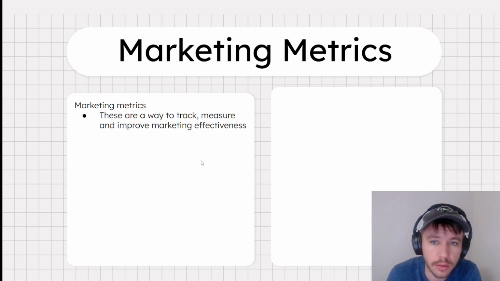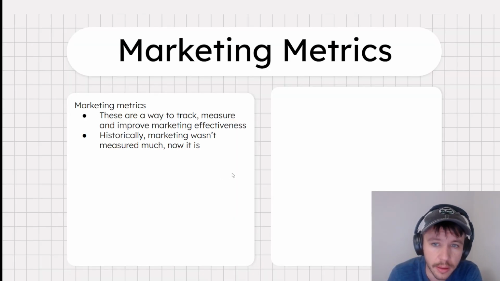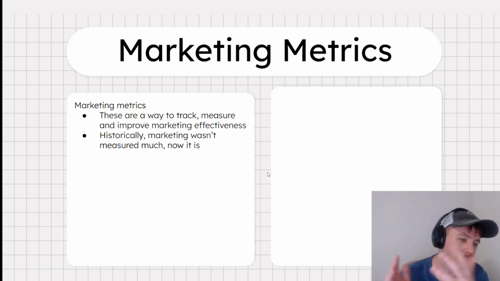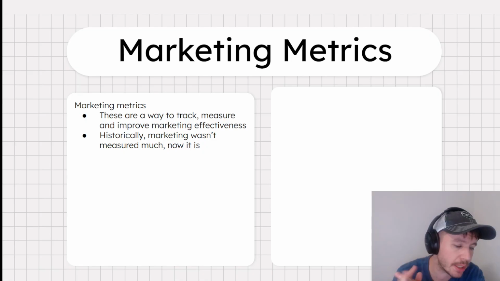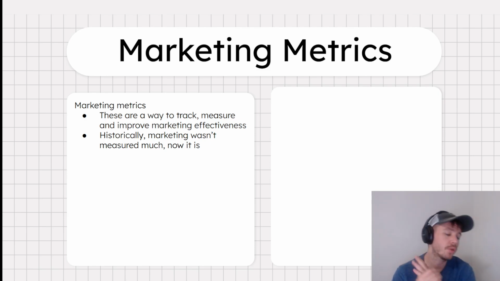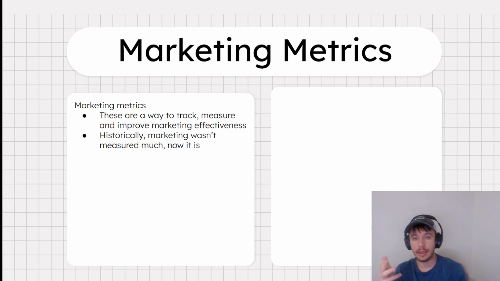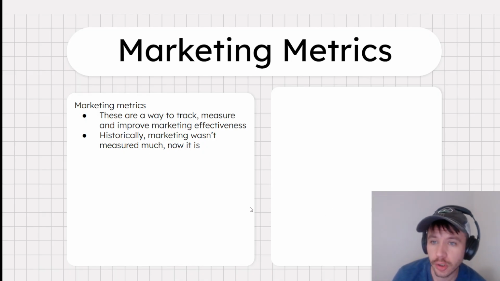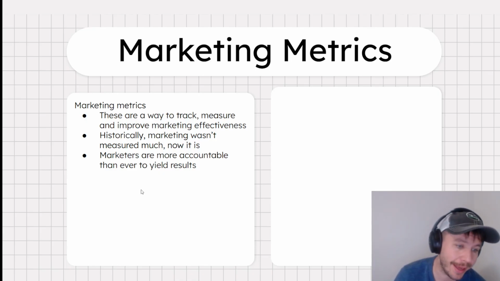Marketing metrics. So these are ways to track, measure, and improve marketing effectiveness. And everybody that's watching this video, I'm sure, tracks some sort of marketing metrics. But the book makes it clear historically this wasn't really the case. Marketers made justifications that said, hey, we don't have to track metrics. You can't track marketing and advertising. You can't tie it to a result, and they use that to kind of be a little slippery and not be held accountable, which I'm sure is nice. But today, marketers are more accountable than ever to yield results.